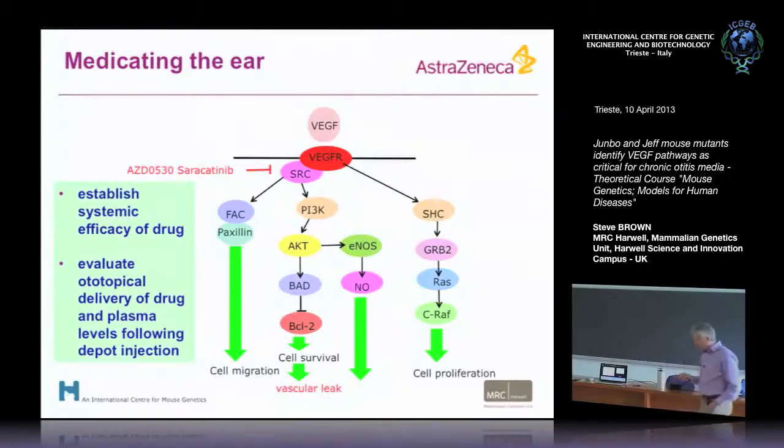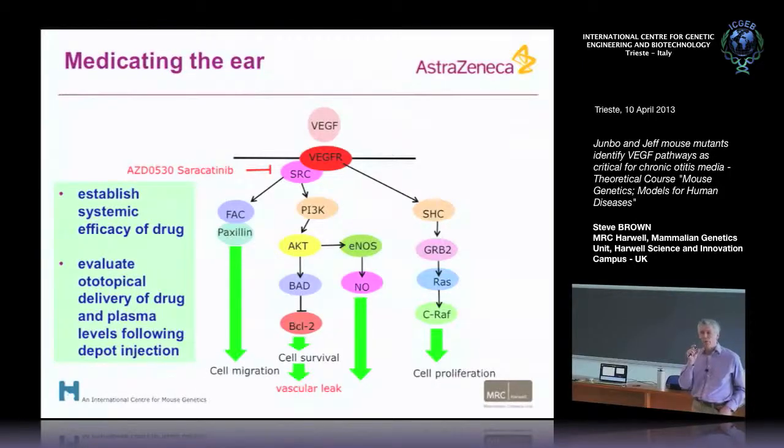Because another thing is that we've now hooked up with AstraZeneca, who have a number of interesting compounds which target this pathway as well. In fact, we're looking at another compound, zaracatinib, which targets one of the cofactors of VEGF receptors. And we're establishing the systemic efficacy of this drug as well. But importantly, we're evaluating ototopical delivery of the drug and plasma levels following depot injection.